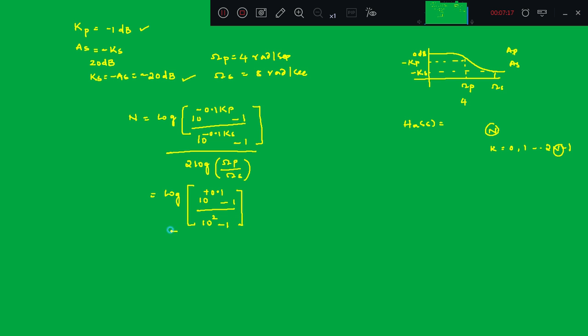by 2 log of omega p, the pass band edge frequency 4 radian per second, divided by omega s, that is the stop band edge frequency 8, right? Let us simplify this one. Log of 10 raised to 0.1 minus 1, so simplify this, 10 raised to 0.1 minus 1, then 10 raised to 100 minus 1, right? And then take the log of that.